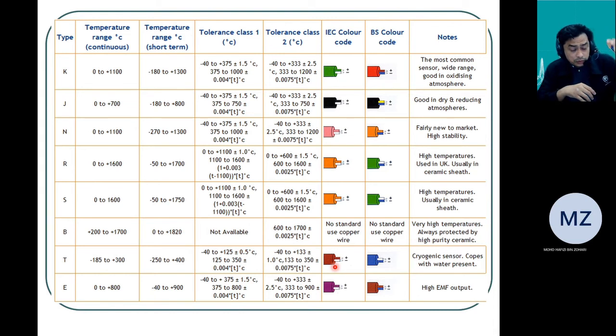So with this table, you can find each type with its temperature range for the thermocouple, and we have a note as well at the end. For example, the E-type has a very high EMF output. So basically, this table helps us choose which type of thermocouple we want to use for our application.